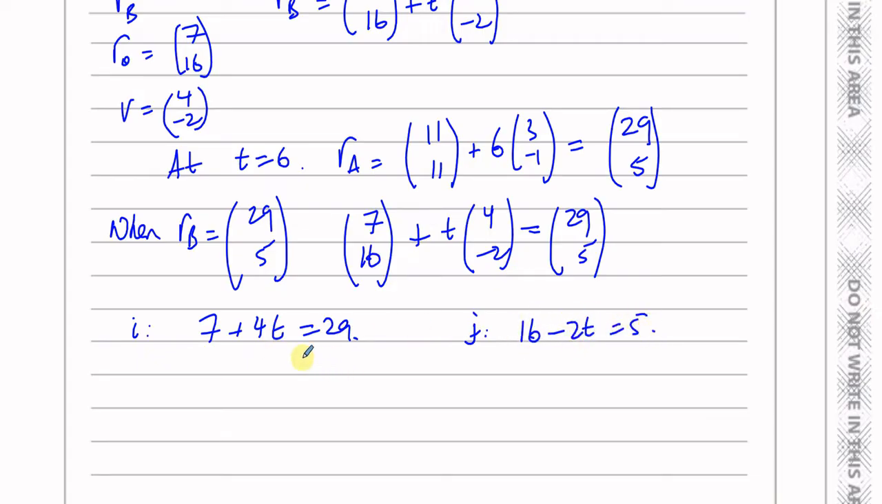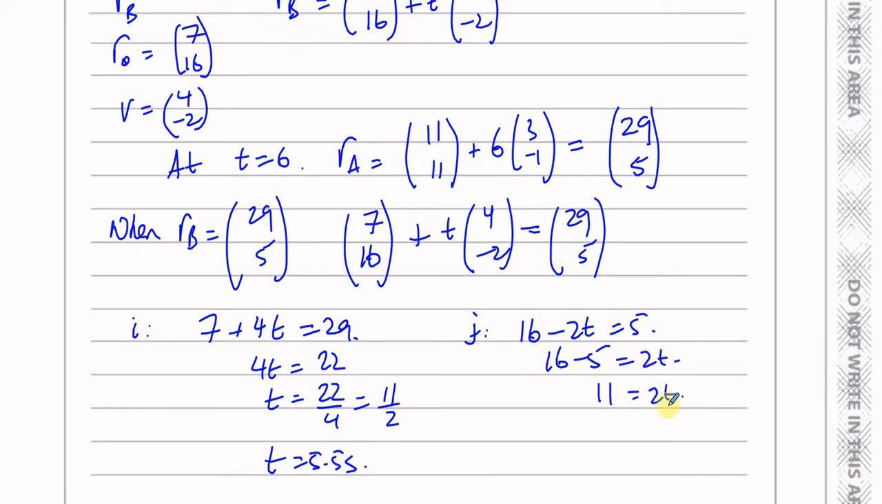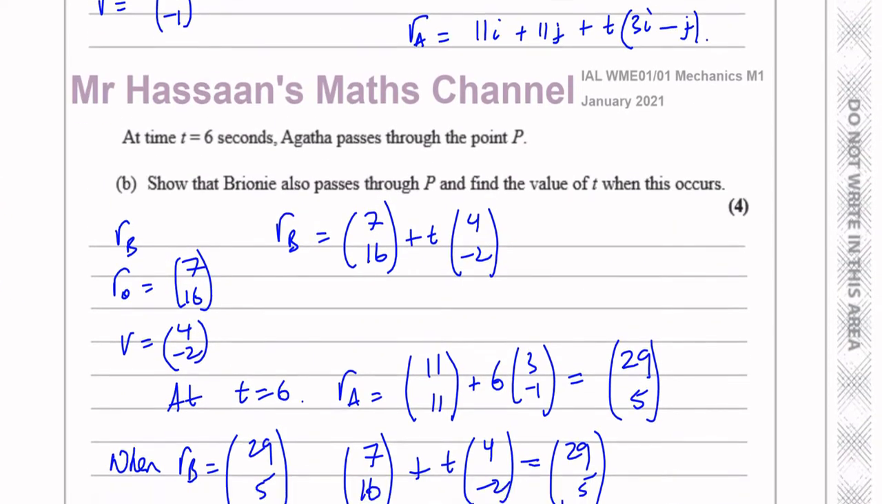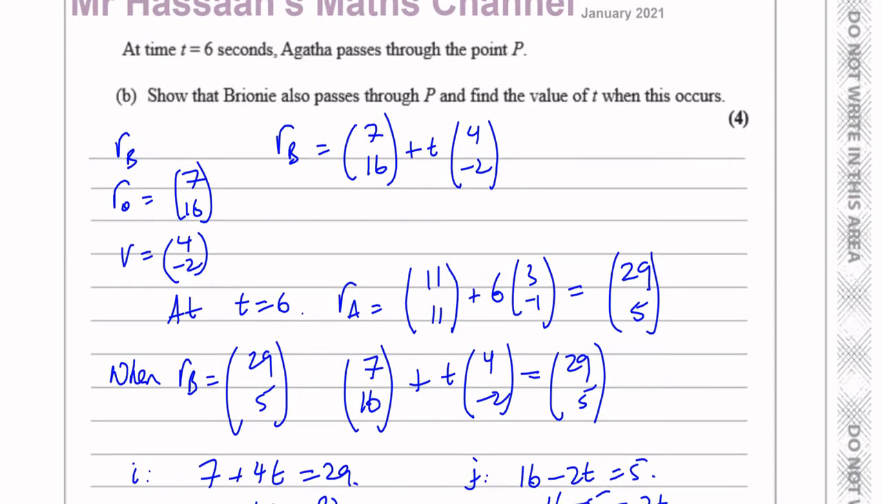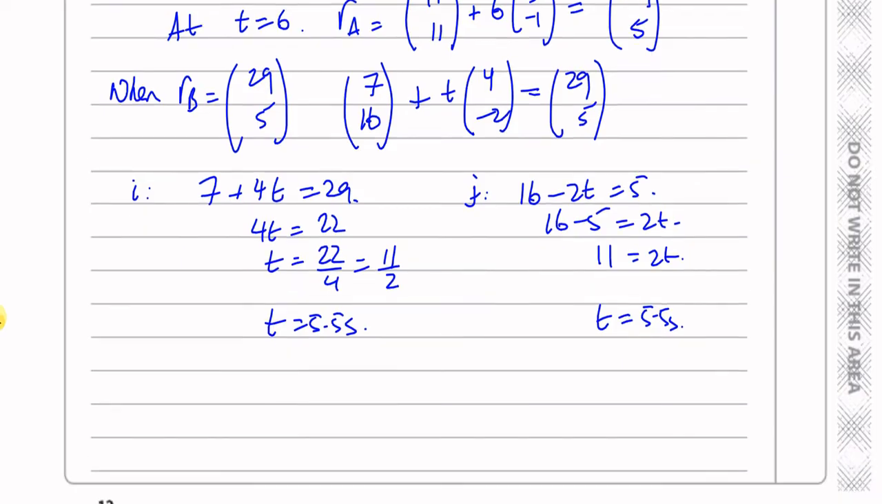If they give us the same value of T, then that will be the time at which Briony passes through this point P. So you're going to have 4T equals 29 minus 7, which is 22. So T is 22 over 4, which is 11 over 2. So T is 5.5 seconds. Let's see if we get the same answer for this. You're going to have 16 minus 5 equals 2T. That's 11 equals 2T. So yes, T equals 5.5 seconds. So we have shown here that Briony passes through the same point P, but at time 5.5 seconds.